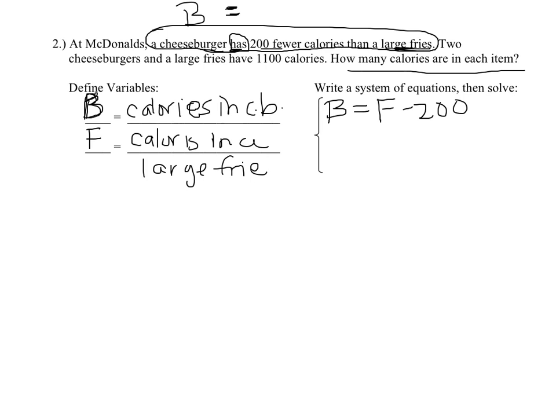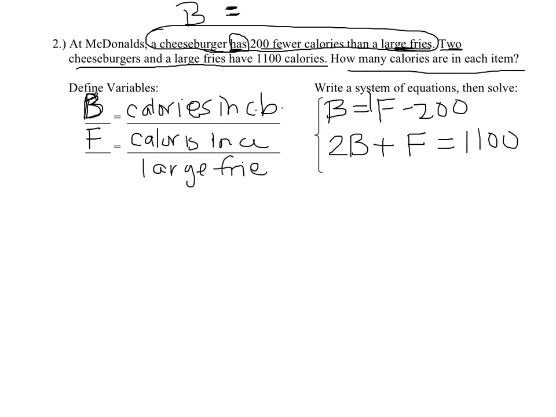The next sentence is going to give us my next equation. It says 2 cheeseburgers and a large fry have 1,100 calories. So 2 cheeseburgers, that would be 2B, plus 1 large fry, that would just be F, has to equal 1,100 calories. So now take a look at this problem. Would you use substitution or elimination? Hands down for this one, I would use substitution. Take a minute to solve it, then come back to see if you've got it.